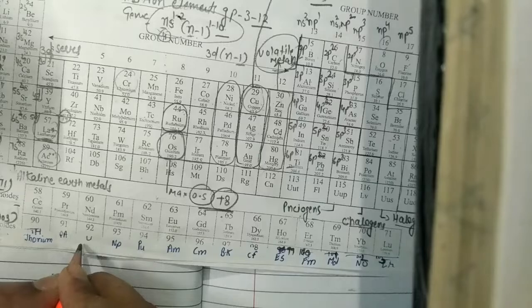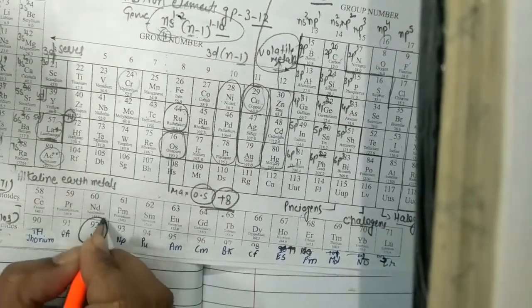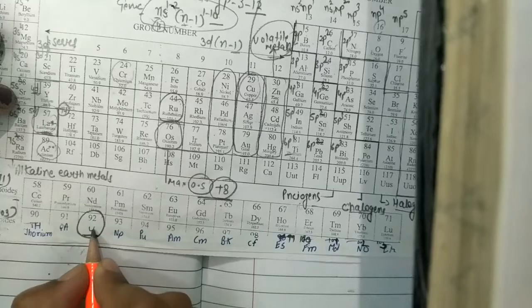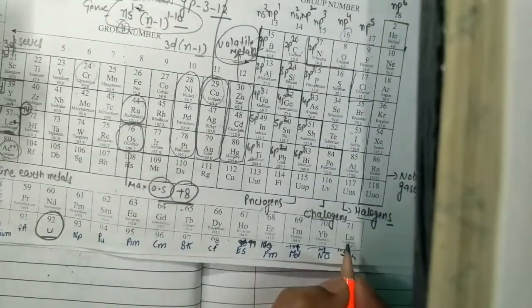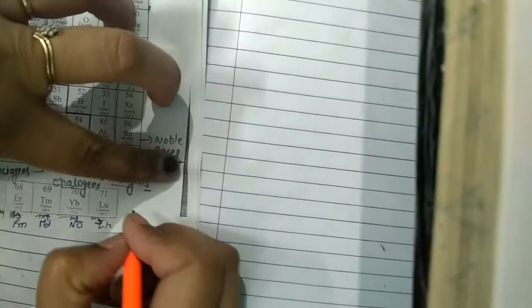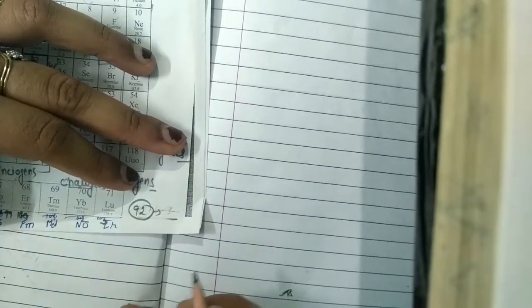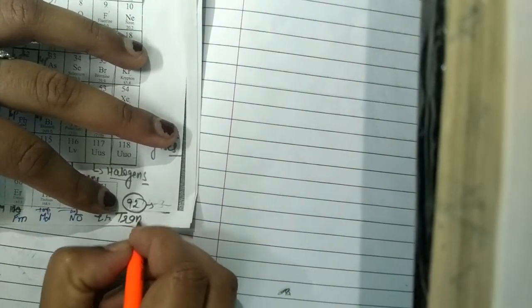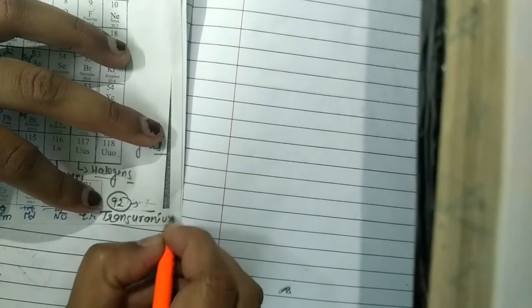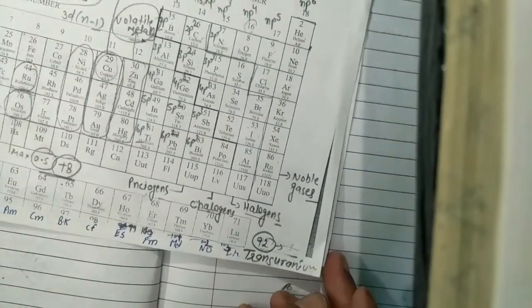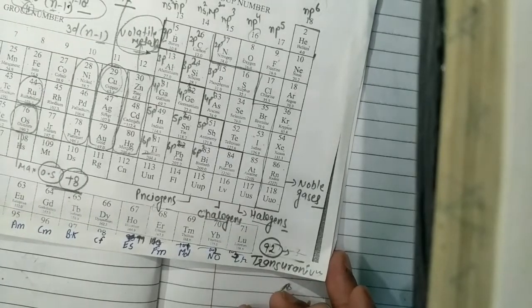Uranium has atomic number 92. After uranium, the elements from 93 to 103 and all the elements after uranium are called transuranium elements. Clear?